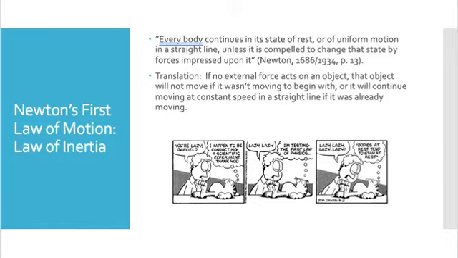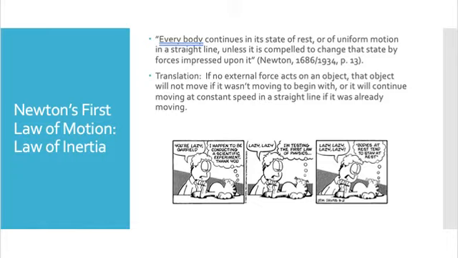Newton's first law of motion is commonly referred to as the law of inertia. Translated directly, this law states that every body continues in its state of rest or of uniform motion in a straight line unless it is compelled to change that state by forces impressed upon it. This law explains what happens to an object if no external forces act on it, or if the net external force, also known as the resultant of all external forces acting on it, is zero.